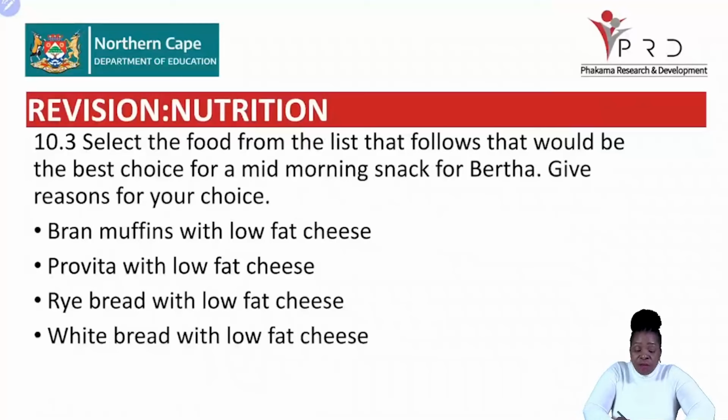So the first one is bran muffins with low-fat cheese. And then the second one is Provita with low-fat cheese. And the third one is rye bread with low-fat cheese. And our fourth one is white bread with low-fat cheese. Just 1 minute for you to choose the best snack.